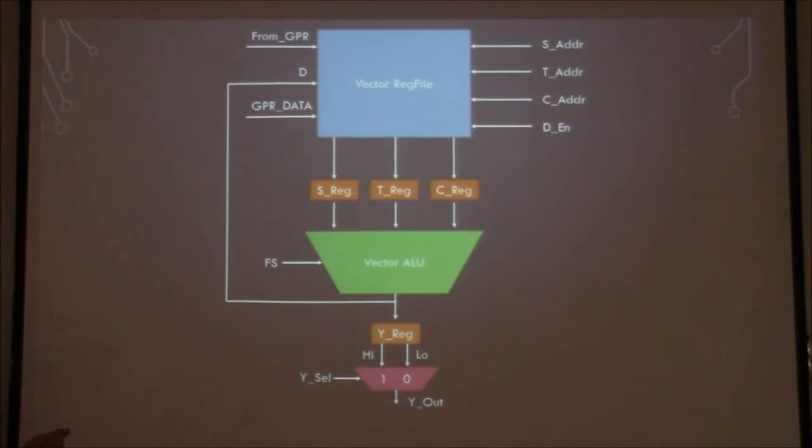data path. So this is my vector unit. I have 3 registers. I have the S, T, and C registers that you can get from the vector register file. There are 32 64-bit vectors in the register file. I get the data from the GPR, right there, and it goes into the register file. That's how I can write. And from GPR, that's a control signal that I get from the MCU.